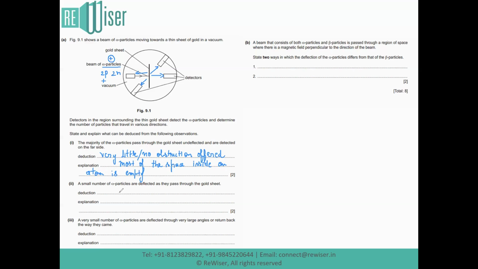Moving ahead, a small number of alpha particles are deflected as they pass through the gold sheet. So we also understand that a small number of alpha particles are deflected as they pass through the gold sheet, which is again detected by the detectors as shown. The deduction is that there must be a positive charged center inside the atom, which we will term as the nucleus.